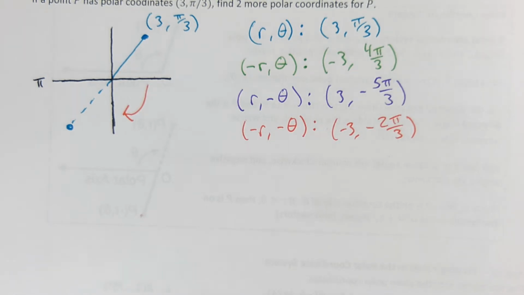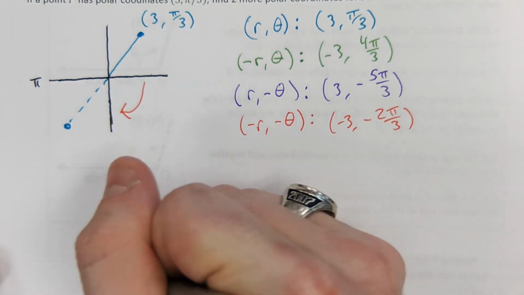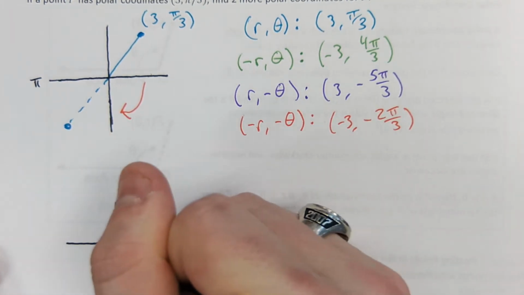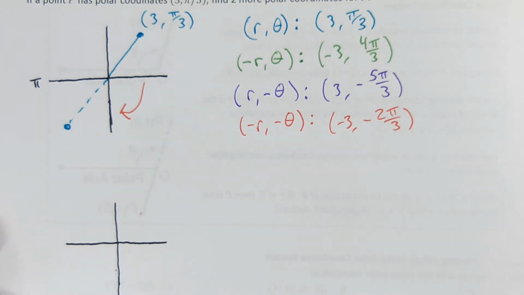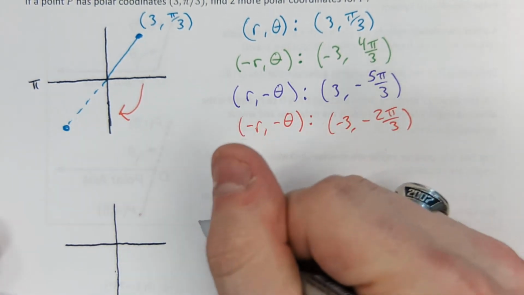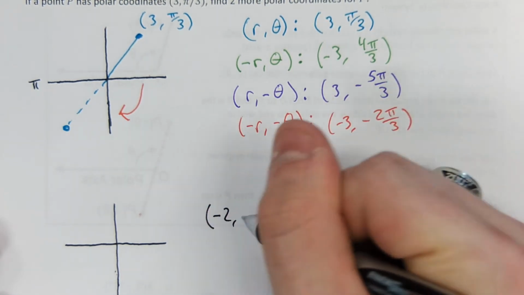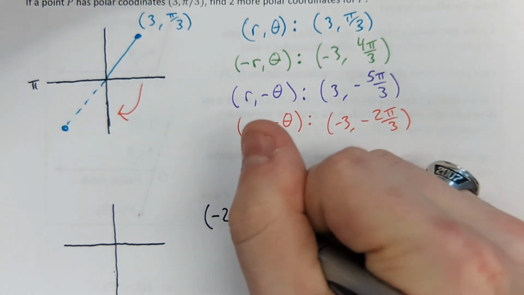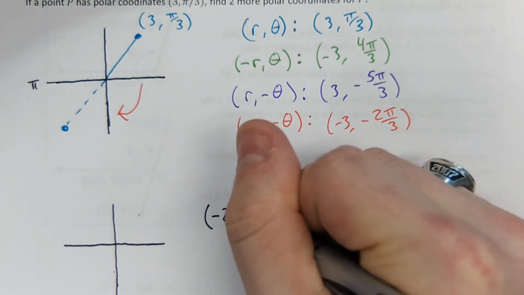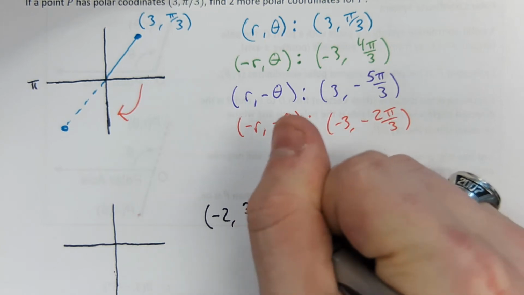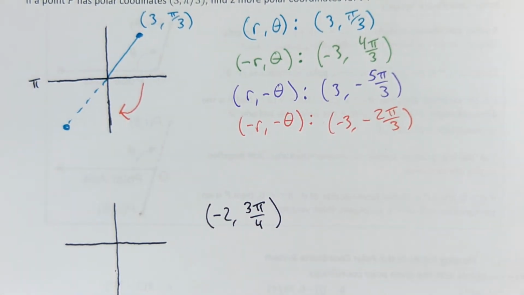Anywho, do I have time to add another example? I do. Let's throw another one up there. And I'll try to keep the same color scheme. Only this time, going to make the coordinate negative 2 comma 3 pi over 4. So that one's actually my green one.